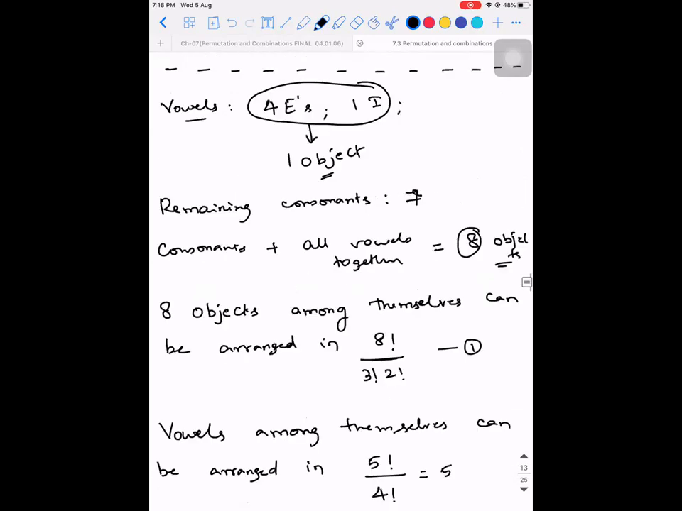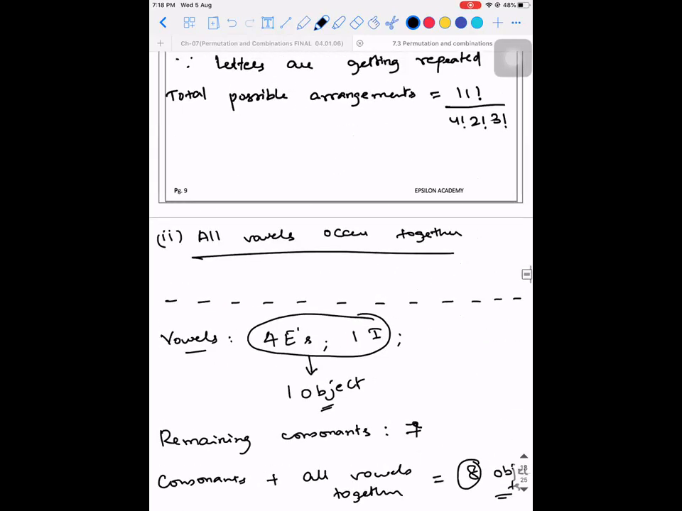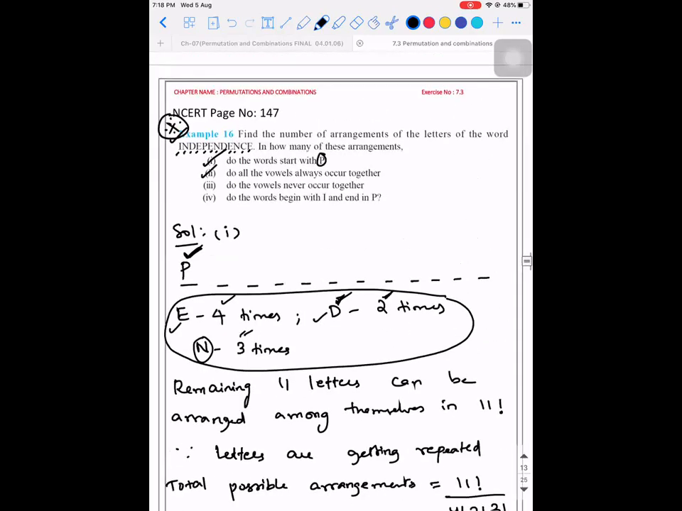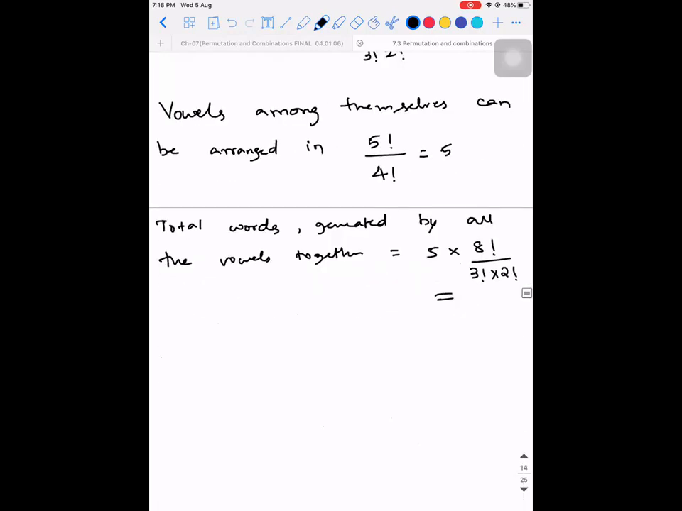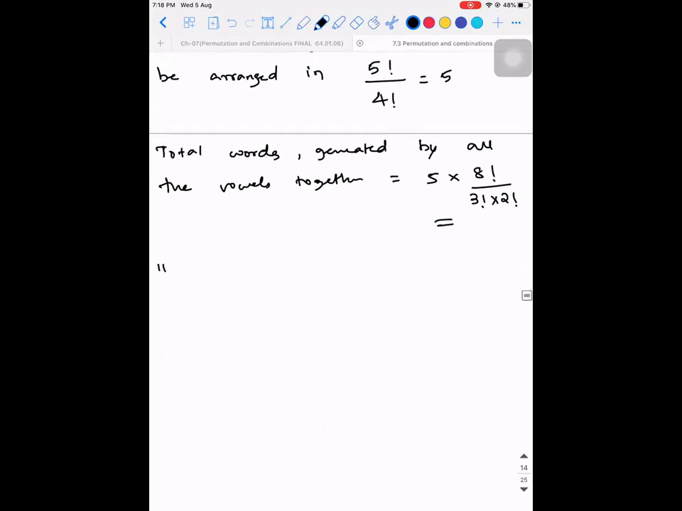Shall we move on to the next one then? Do the vowels never occur together? Means what should happen? From the total, what am I supposed to do? So, vowels do not occur together.